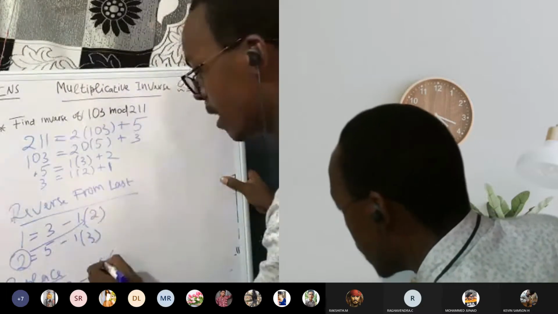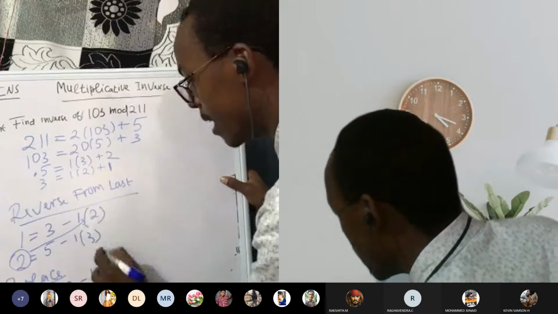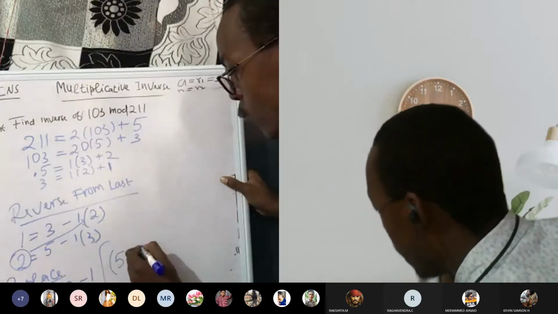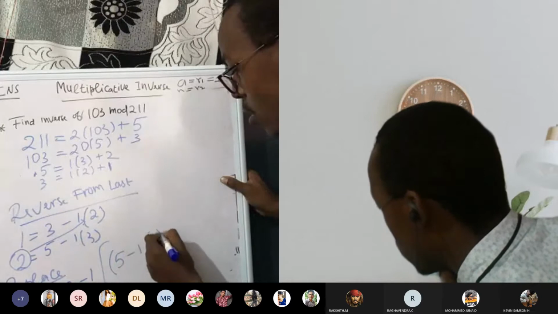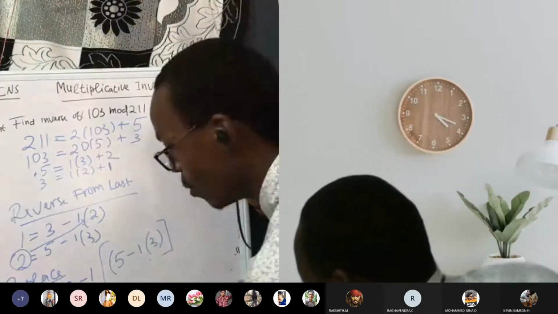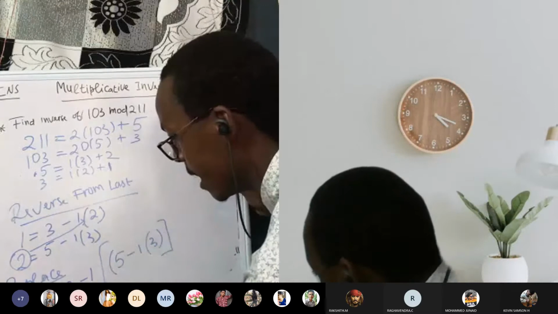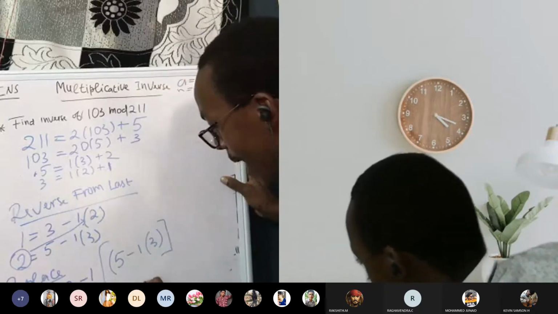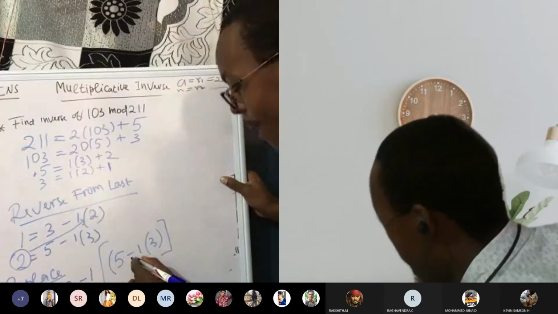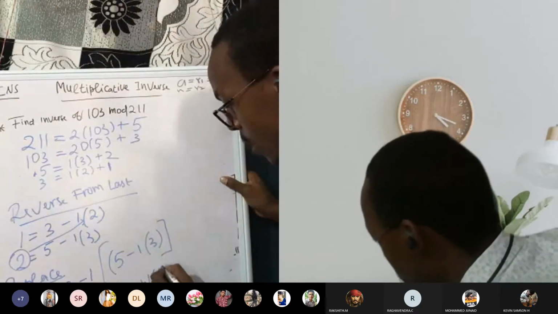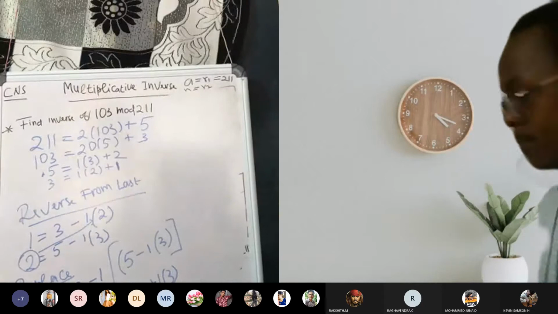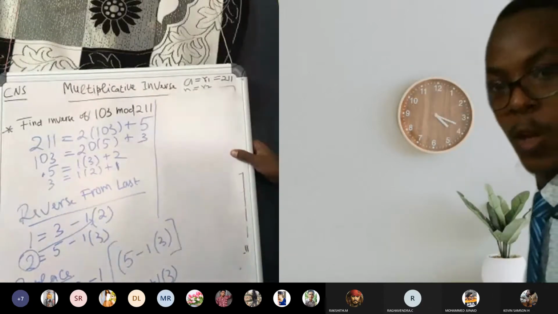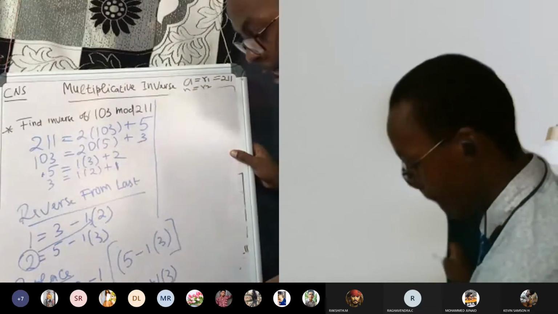The value of 2 is equal to 5 minus 1 into 3, in parentheses. Okay, now the value of 1 is equal to what? 3 minus 1 into 5, plus, minus minus is equal to plus, 1 into 3. Are you following here? Is anybody getting lost? We are solving this one, okay?